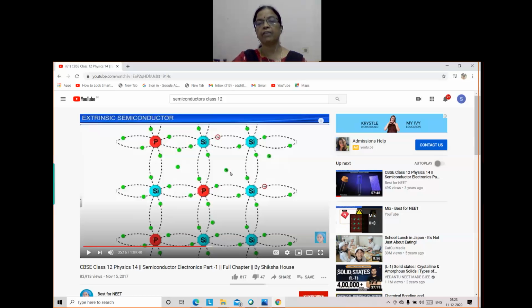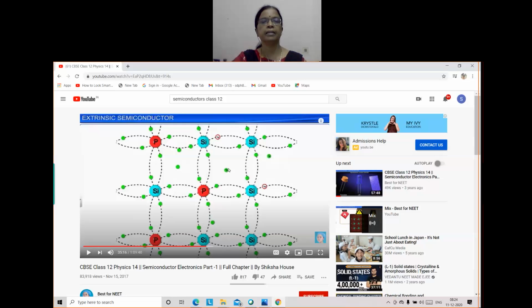Actually 5 electrons are there in the outermost shell. So 1 electron is not bound with a bond. Understand? So 1 electron is free. So 1 phosphorus is added: 4 electrons out of the 5 make covalent bond with the neighboring 4 silicon atoms, and 1 electron is freed in the crystal lattice, and that electron can move freely in the crystal lattice. See, this phosphorus, 1 electron extra, this phosphorus, 1 electron extra, like that. For 1 atom, 1 electron is freed.